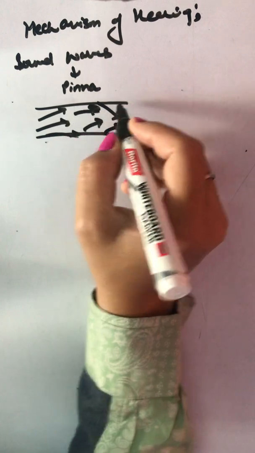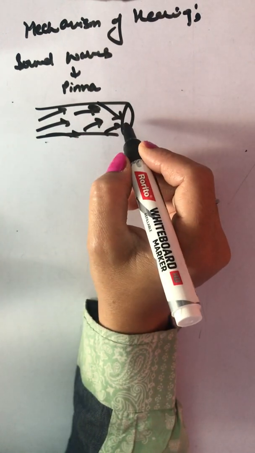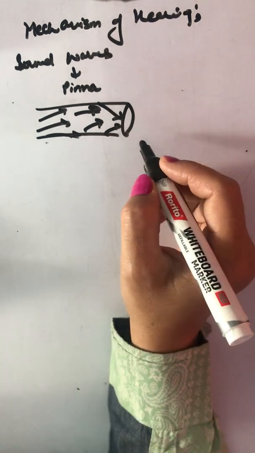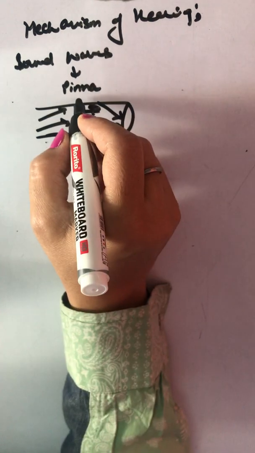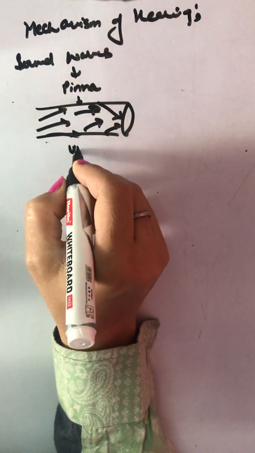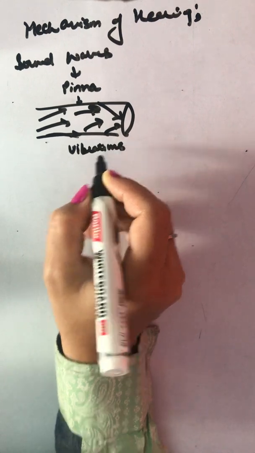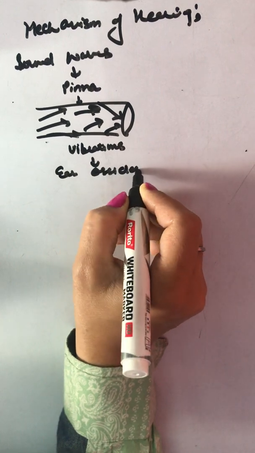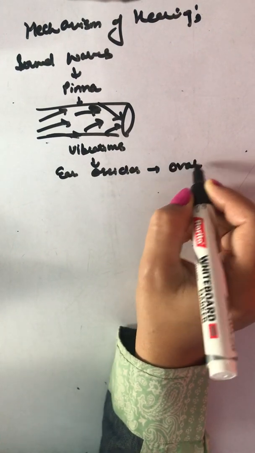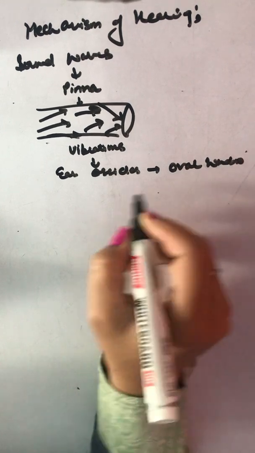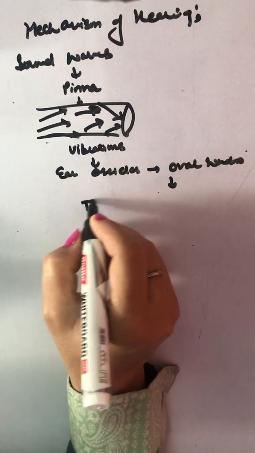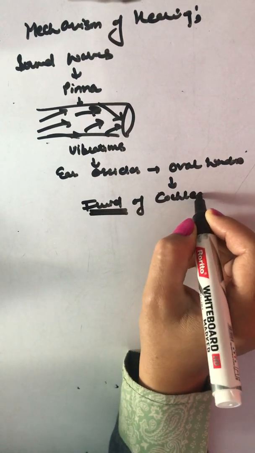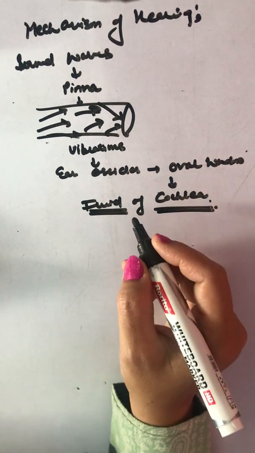They are coming in multiple directions, and these are all directed, transmitted by way of waves or vibrations to the ear ossicles through the oval window. So the pinna will collect them as vibrations, which are transmitted through the ear ossicles to the oval window, and from the oval window they reach the fluid of the cochlea. That is the main one where the hair cells are located.